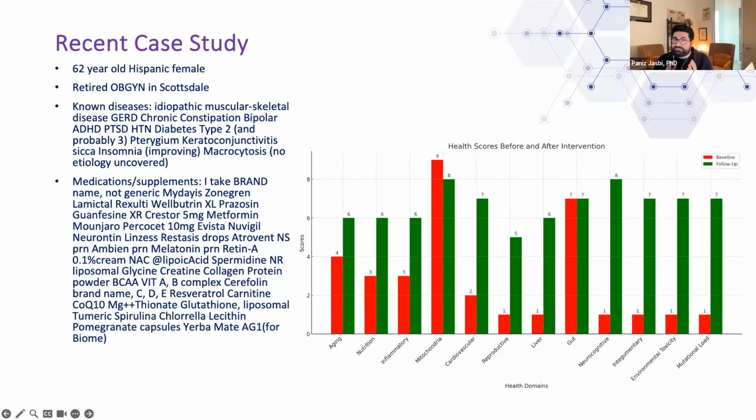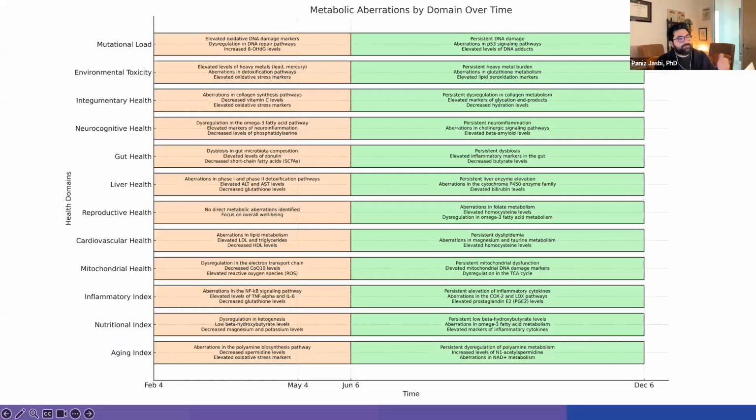Okay, so what is the cause of this? How did we go from really a depleted profile to an individual that is then bordering on optimization, on real health optimization? So we see here in her profile that we have certain issues that were detected at her baseline test. So her baseline test was February 4th. Her recommended retest was May 4th.